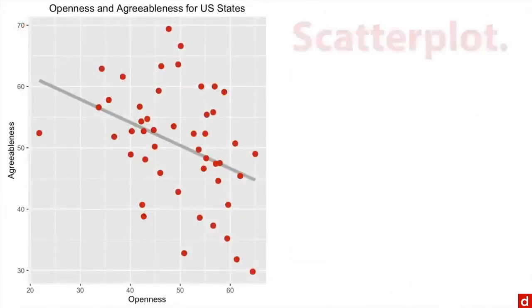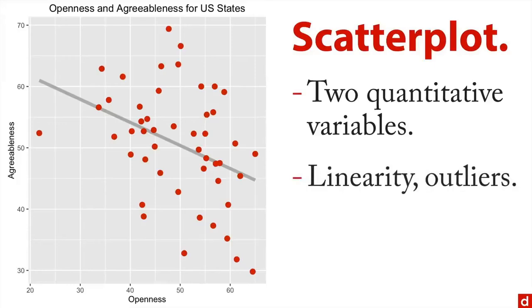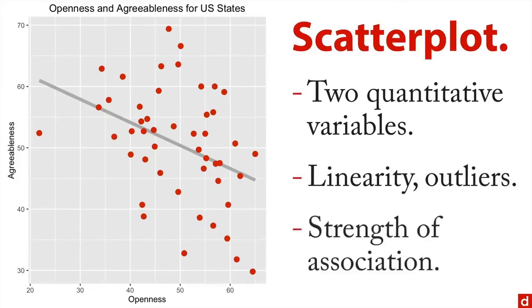Next, you can also do a scatter plot. That's where you have 2 quantitative variables. And what you're looking for here is, is it a straight line? That is, is it linear? Do we have outliers? And also the strength of association. How closely do the dots all come to the regression line that we have here in the middle?